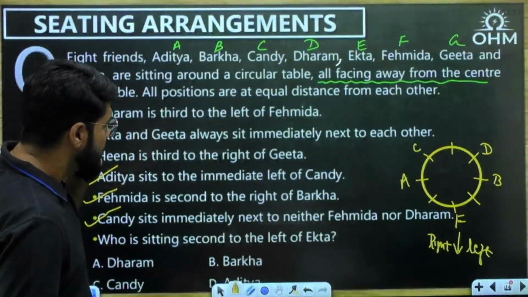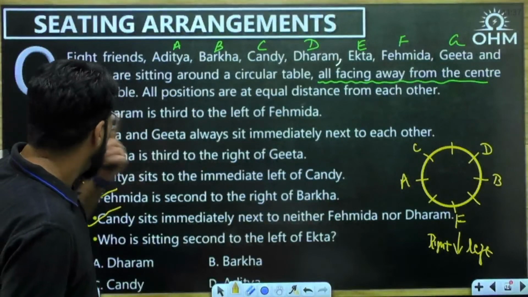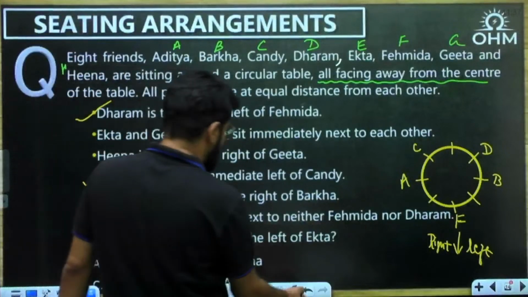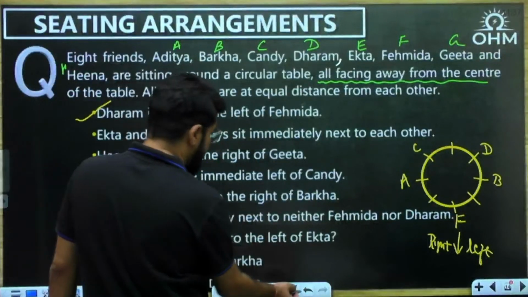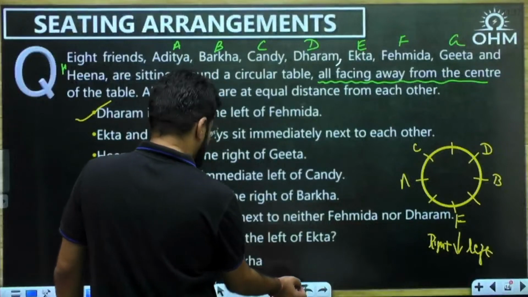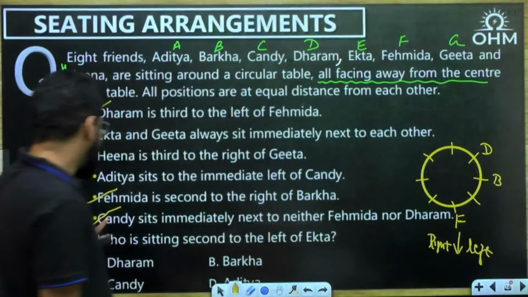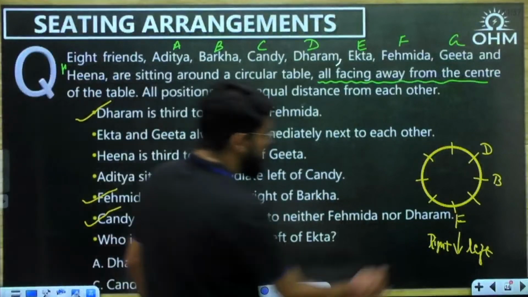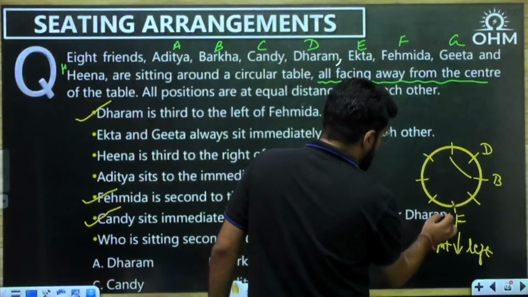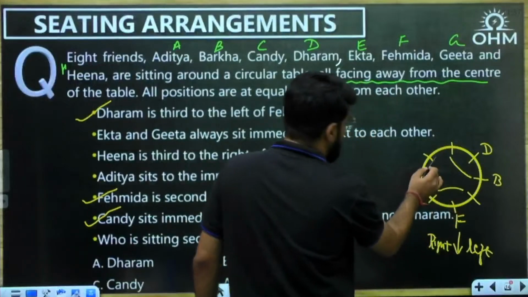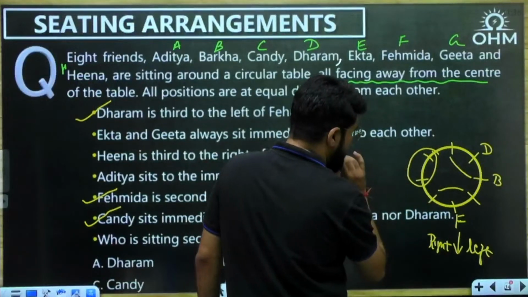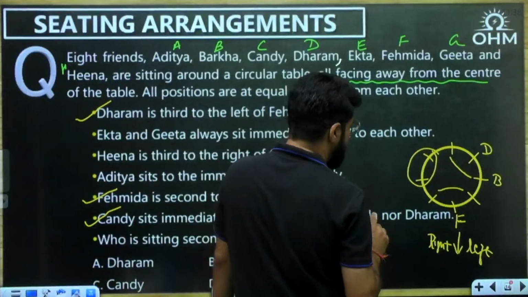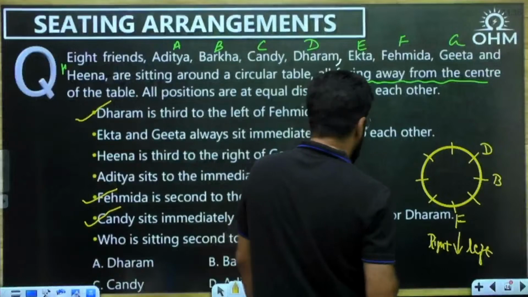Ekta and Geeta. No, I think something is wrong. Dharam is third to the left of Fahimda. Okay, what was this statement? Let me check the Candy statement again. Candy sits immediately next to neither Fahimda nor Dharam. Okay, so Candy cannot come here and Candy cannot come here. Oh, sorry, these were the two positions, na? I think I used this only. These are the two positions. No. Okay, let me recheck.